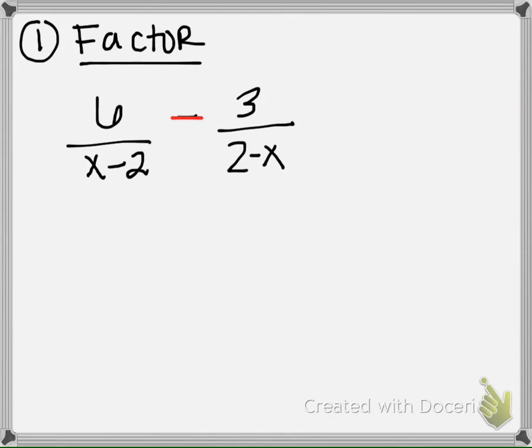So we're asked to subtract fractions, so we need to find a common denominator. But before we do that, we're going to go ahead and make sure the denominators are factored. So there's nothing we can do with x minus 2, so I'm going to leave it as x minus 2. Now when I look at this fraction here, the denominator, it almost looks like this one.